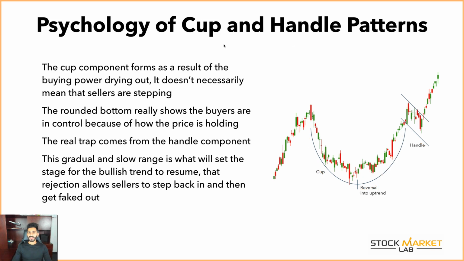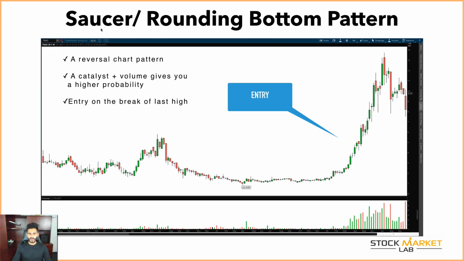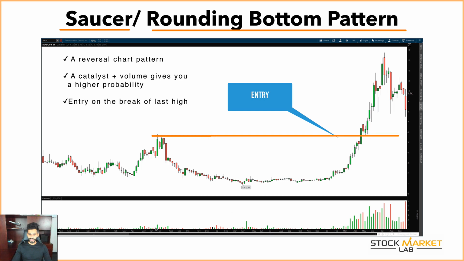Now, besides the cup and handle pattern, we have something called a saucer rounding bottom pattern. Some people call it a saucer pattern. Some people call it a rounding bottom pattern. If you look here, you can see stock got rejected at this point. This was in like July. From July all the way to like about 1 to 2 years, stock stayed flat. Look at volume. Volume stayed flat. After 2 years, volume kicks in, stock price starts going up.